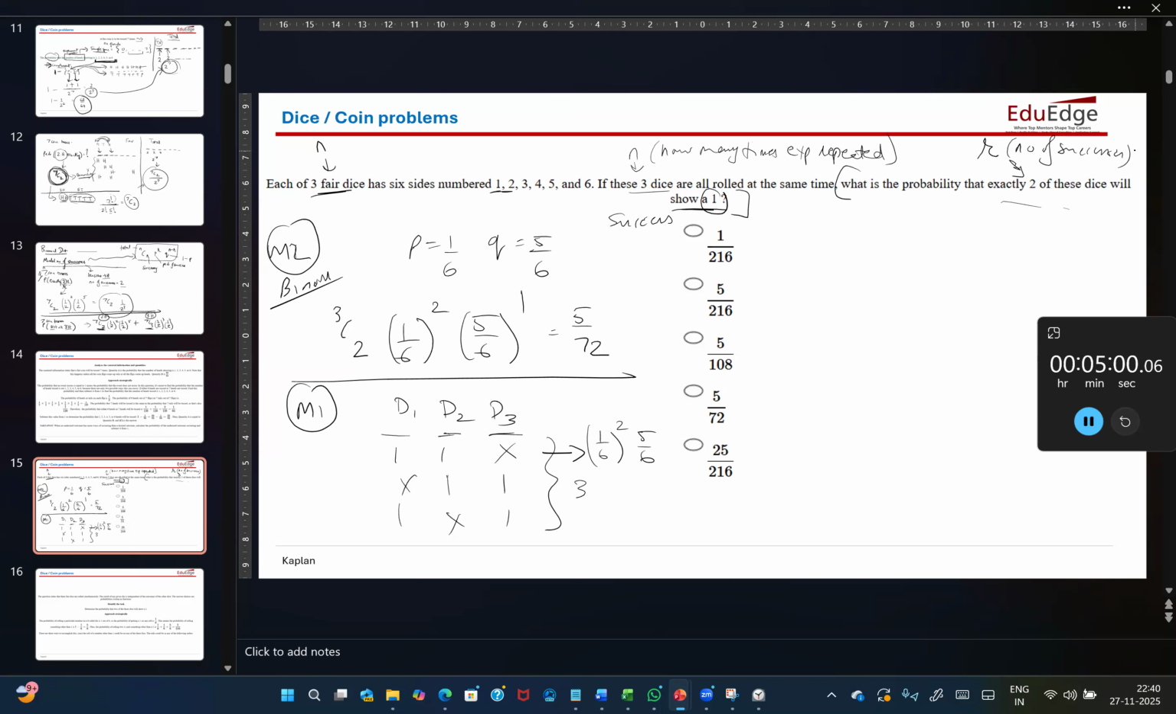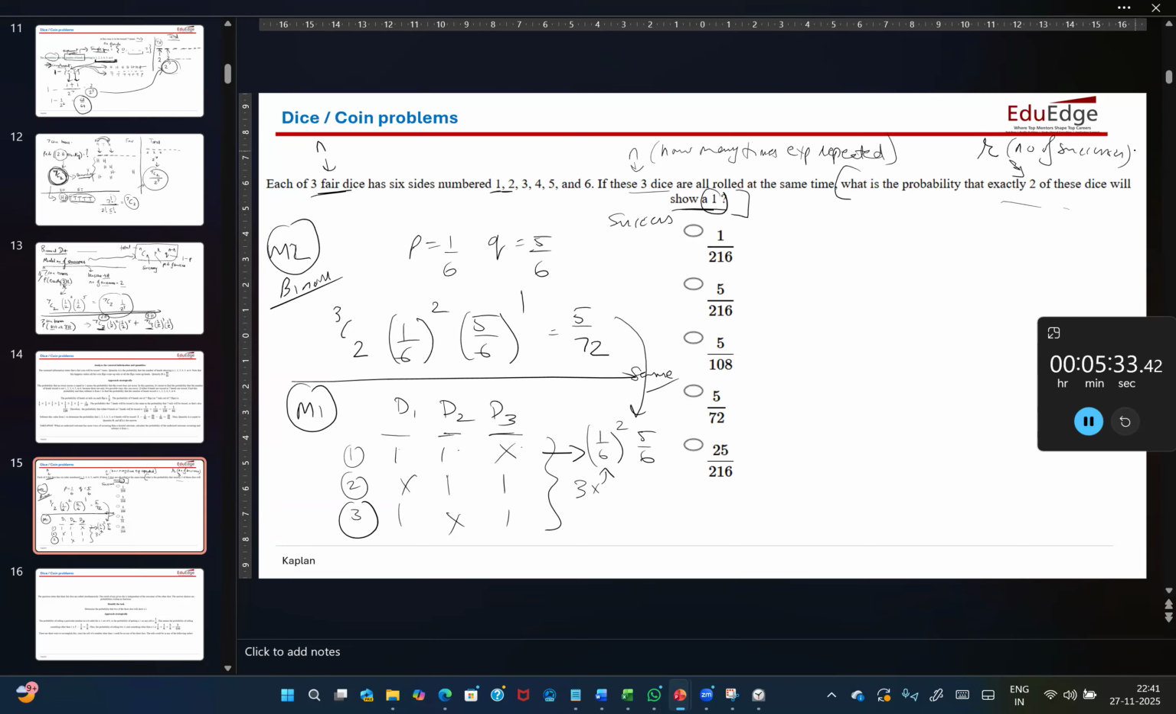One second. 1, 1, x, right? It could be 1, 1, 1, 1, 1, 2, 1, 1, 3, 1, 1, 4, etc. It cannot be 1, 1, 1. It will be 1, 1, x, where x is not 1. So hence, 1 by 6, 1 by 6, and 5 by 6 for each scenario. Scenario 1, 2, 3. And there are 3 such scenarios. So 3 into this will give you the answer, which is the same as this.